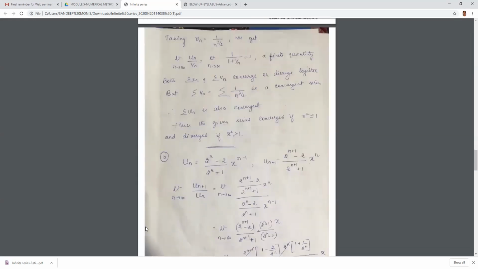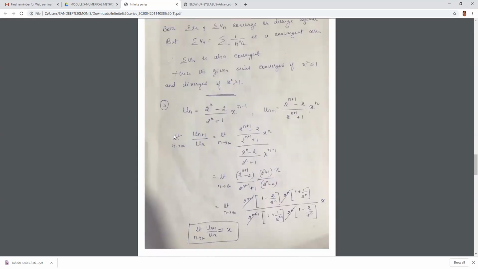So just write down what is un and what will be un plus 1. You just need to replace n by n plus 1. Wherever there is n, replace it by n plus 1. Now, as n tends to infinity, you are writing the ratio test. So you are testing the convergence using the ratio test: the limit of un plus 1 by un as n tends to infinity.